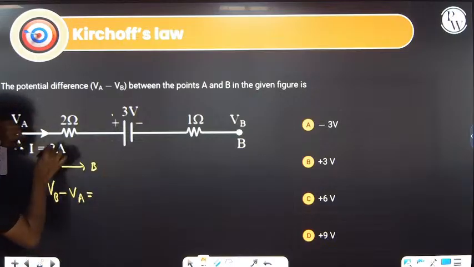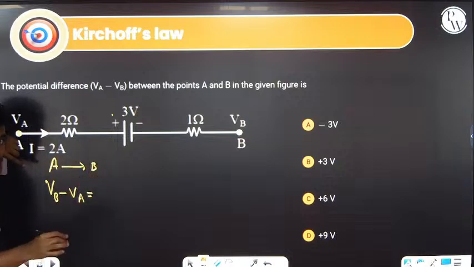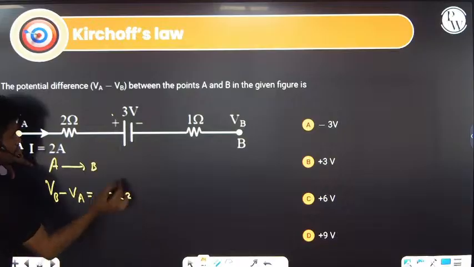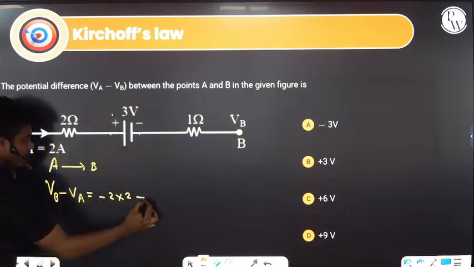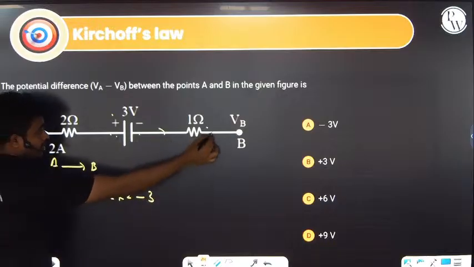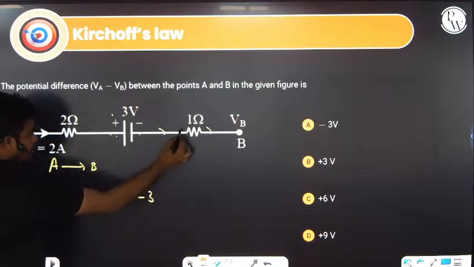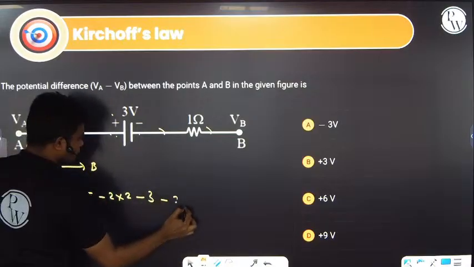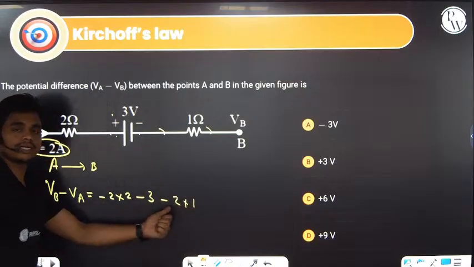When we are moving in the direction of the current across a resistance, we have to take it as negative. So on this side, minus 2 into resistance 2. Positive to negative we are going, so again we have to write minus. Again the direction of the current is the same. So this will be minus how much? What is the current value? 2 ampere. So this will be 2 into 1. So this is what we are getting as the values.